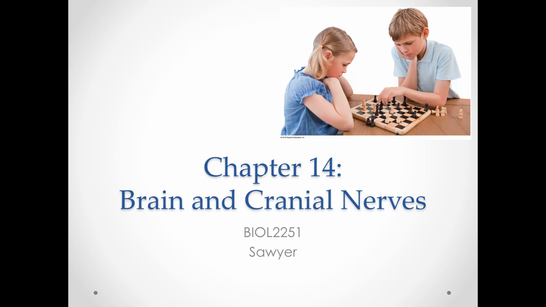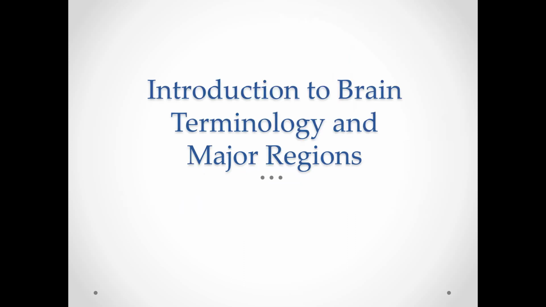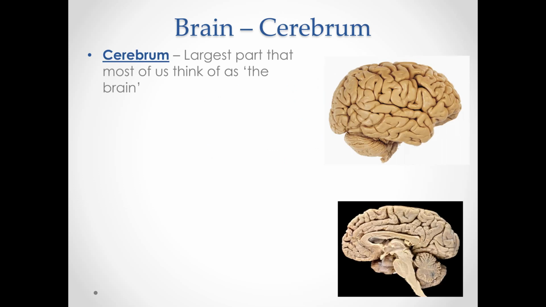So this is chapter 14, in which we're going to look at the brain and cranial nerves. So we'll start with an introduction to some brain terminology and then introduce you to the major regions of the brain, which we'll go into more detail with later. So the first major part of the brain, and the part that most people think of when they think of the brain, is the cerebrum.